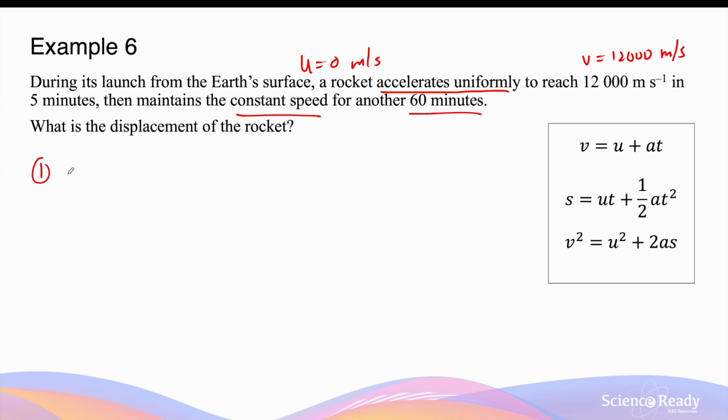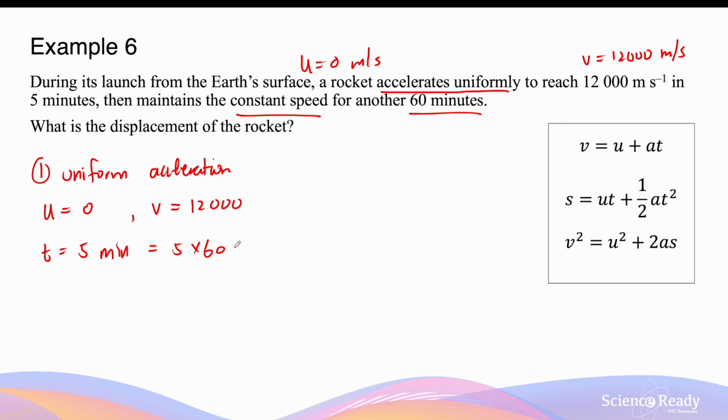So that's the first one. The first one is with uniform acceleration. So we know that initial velocity is 0, the final velocity is 12,000 meters per second. The time of this interval is 5 minutes, which is equivalent to 5 times by 60, which is 300 seconds. Make sure you convert the time from minutes to seconds because the velocity units are in meters per second, not per minute.